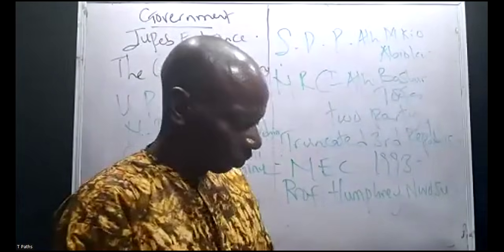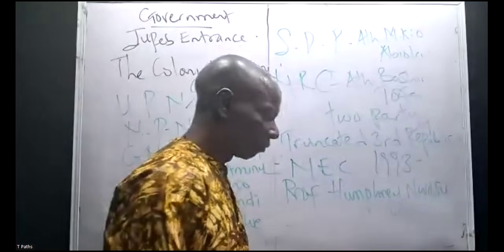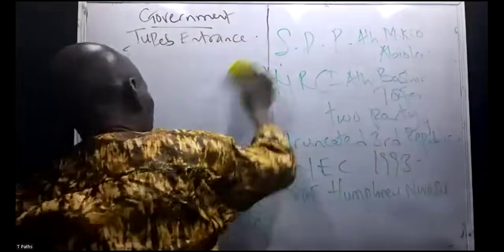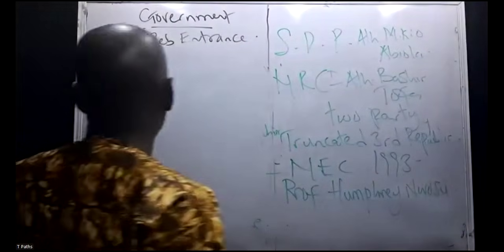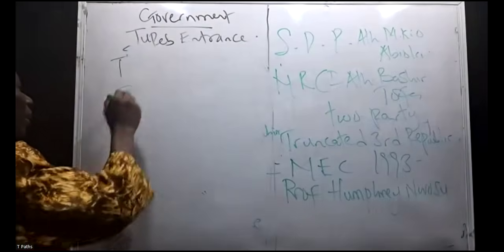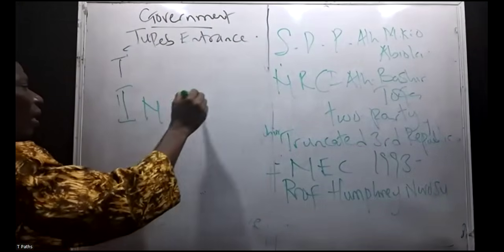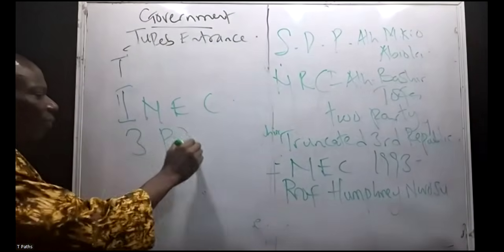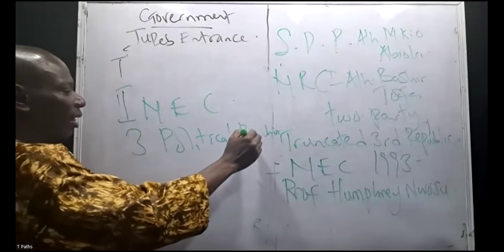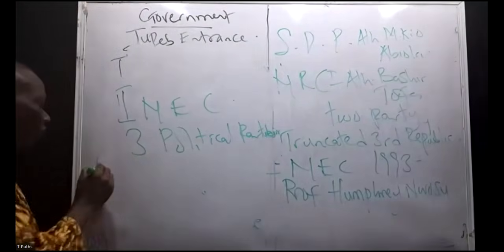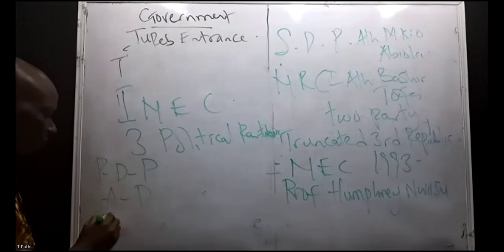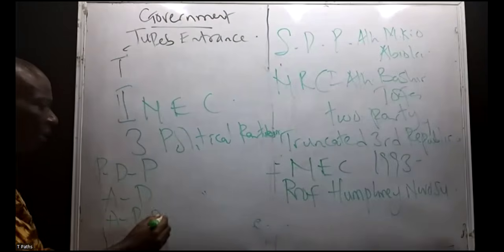So take note, I don't want to waste too much time. In 1999, the Electoral Commission changed to what? INEC. Class, what do you understand by INEC? We all know that INEC is the Independent National Electoral Commission. And INEC registered how many political parties for that election then? 3 political parties as at that time, 1999. We have PDP, AD, and APP.